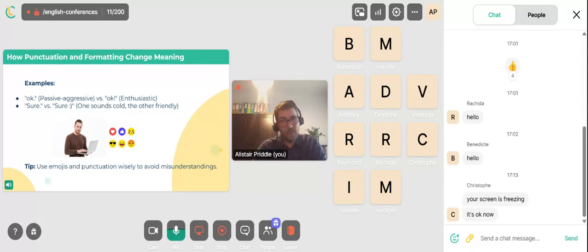We have a tip here as well. It says use emojis and punctuation wisely to avoid misunderstandings. Indeed, we need to be careful with the punctuation that we use to be better understood. So use emojis and punctuation wisely to avoid online misunderstandings.